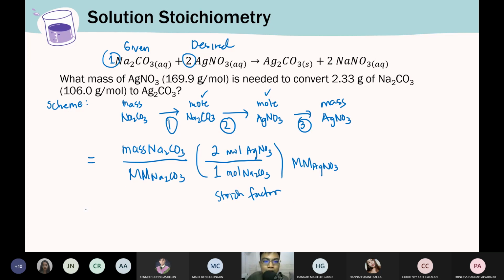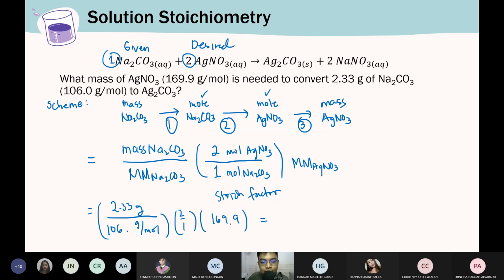I want you to practice doing this, no? Okay. You have an idea naman already, but there are several items here in the PowerPoint that you can practice, no? So yan, and then you plug in everything. So 2.33 grams divided by 106 grams per mole times 2 over 1 times the molar mass, 169.9. Then you will get your answer.